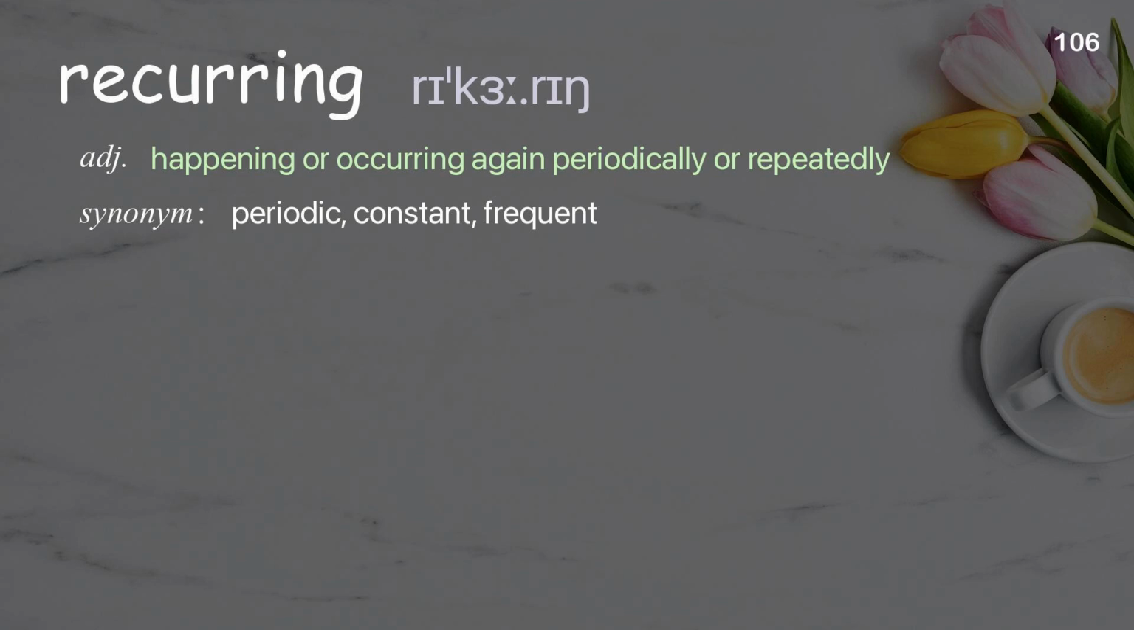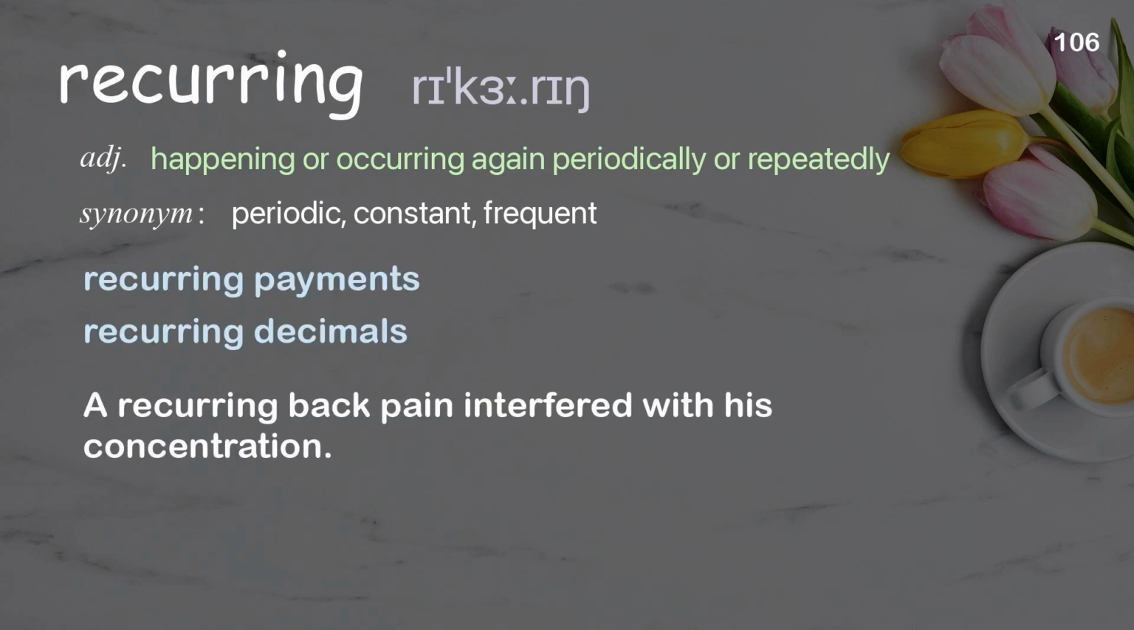Recurring. Happening or occurring again, periodically or repeatedly. Examples: Recurring payments. Recurring decimals. A recurring back pain interfered with his concentration.